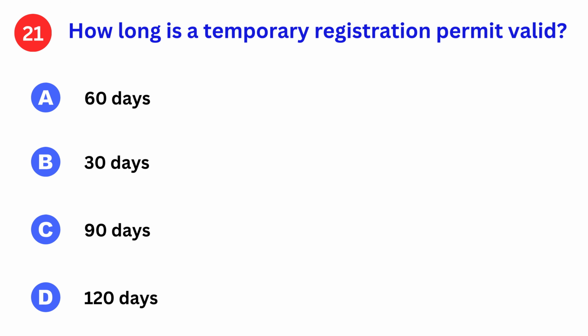How long is a temporary registration permit valid? Option A. 60 days. Option B, 30 days. Option C, 90 days. Option D, 120 days.